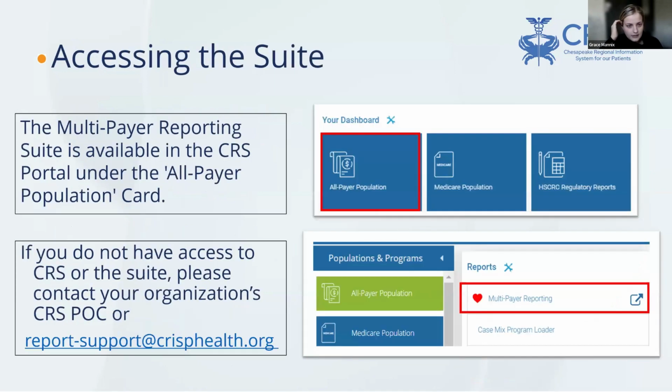And here, this slide just goes through accessing the multi-payer reporting suite. It's available in CRS, and you can find it under the all-payer population card. Here I have it highlighted, the all-payer population card, and then where you'll find the report. If you do not have access to CRS, or if you don't have access to this report, please reach out to report-support@crisphealth.org. This is the CRS support email, so we're able to help you here, and we can assist you in getting access.